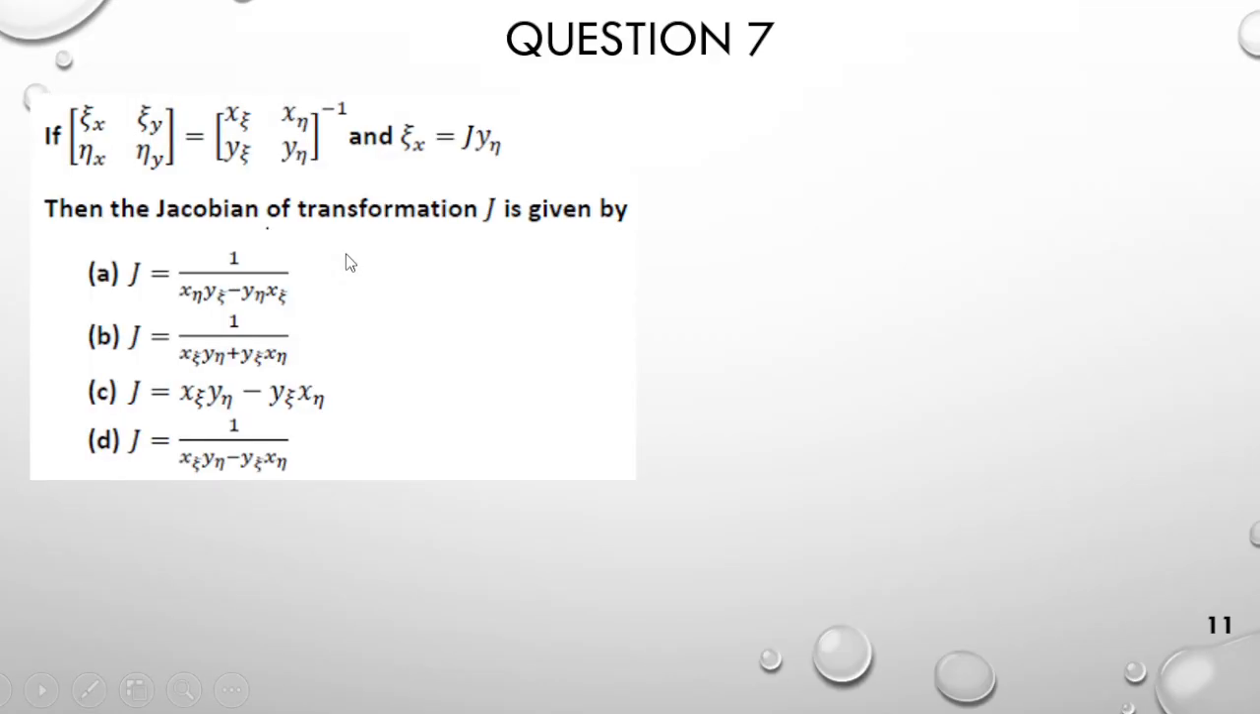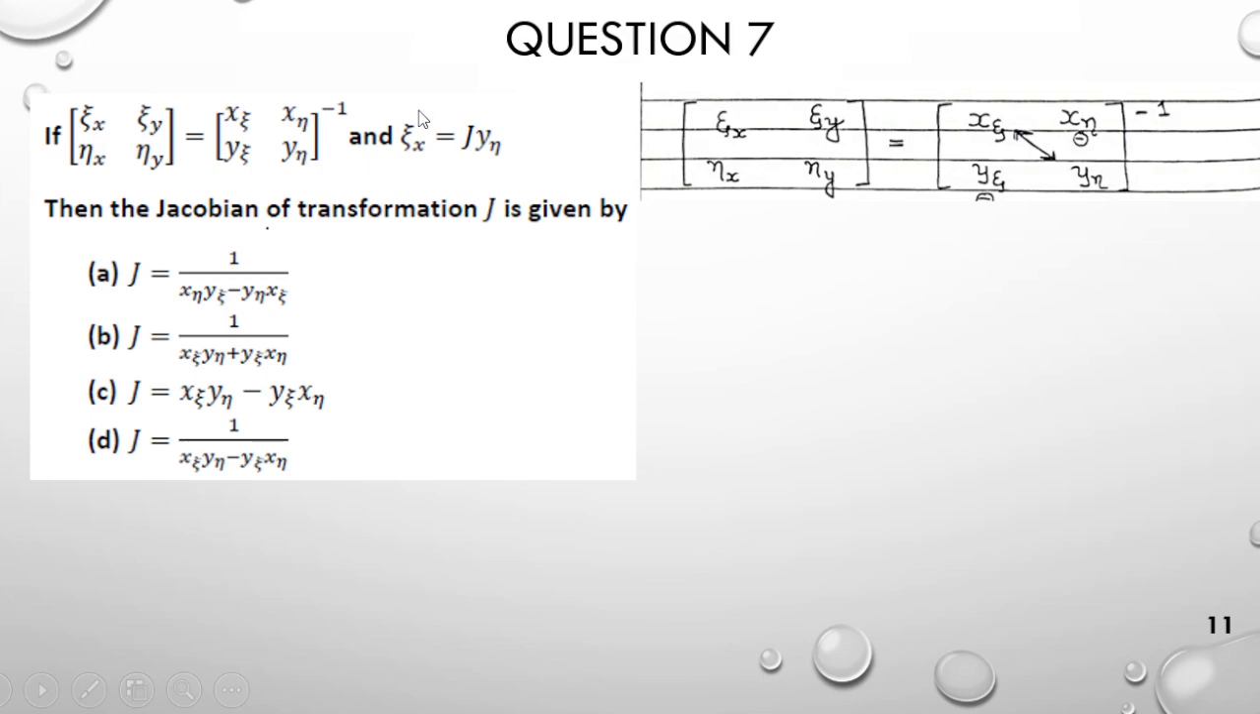That is, this matrix is equal to the inverse of this matrix. Basically what we had seen was that this matrix is A, and if you see this as B, then A into B is equal to I. So A is equal to B inverse. That is how we come up with this relation. Once we have this relation, we can easily find what is J. If we express zeta x in terms of J into y eta, we can calculate what is J. So we'll try to do that.